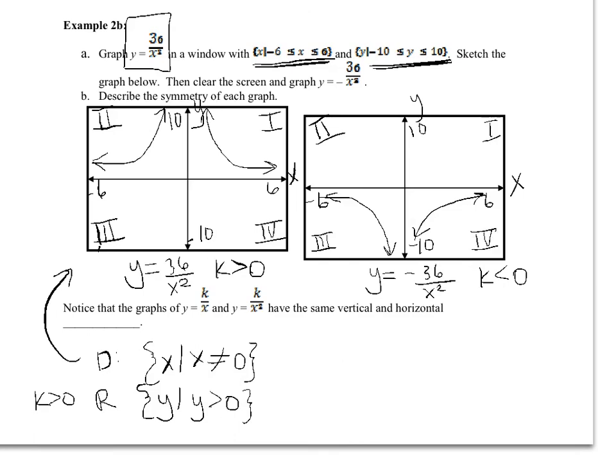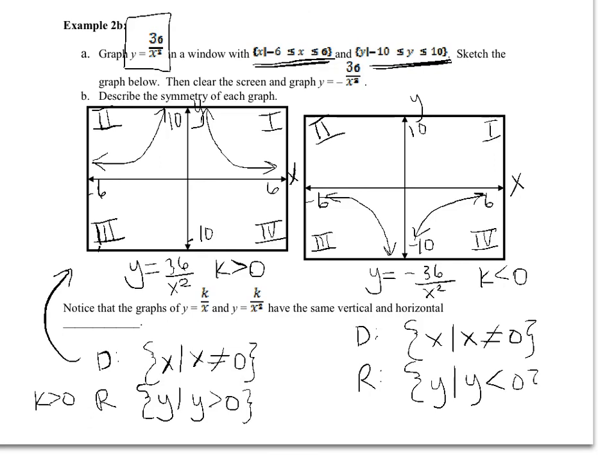And in this case, the domain is x such that x is not equal to 0, because it's all the values except 0. And the range is y such that y is less than 0. That's because k is less than 0. K is a negative number.